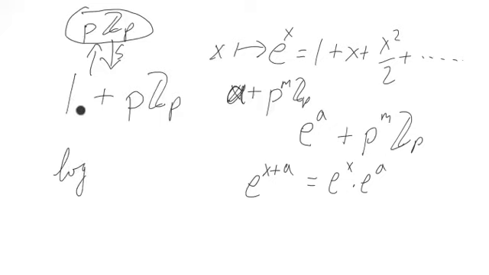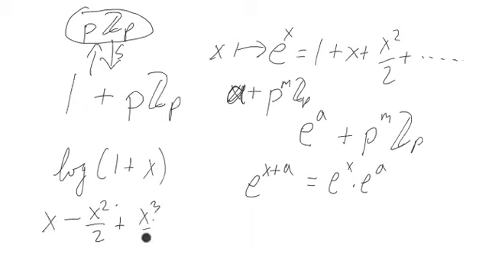Why don't we try the log map, log going from here to there. Now we're inserting 1 plus something, so maybe we can look at 1 plus x, the power series for this, putting in pZp for x here. The power series for log 1 plus x is x minus x squared over 2 plus x cubed over 3 minus x to the 4 over 4 and so forth.